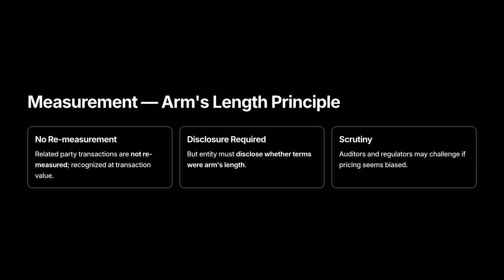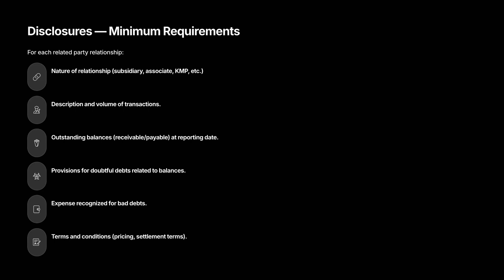If pricing looks biased, auditors and regulators will probe the basis for the price. 13. Disclosures. Minimum requirements. For each related party relationship, disclose at least the nature of the relationship, for example, subsidiary, associate, KMP, a description of transactions and the total value during the period, outstanding balances at the reporting date, such as receivables and payables, any provisions for doubtful debts related to those balances, expense recognized for bad or doubtful debts, key terms and conditions like pricing and settlement terms.